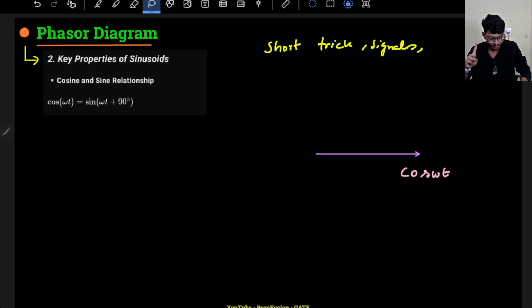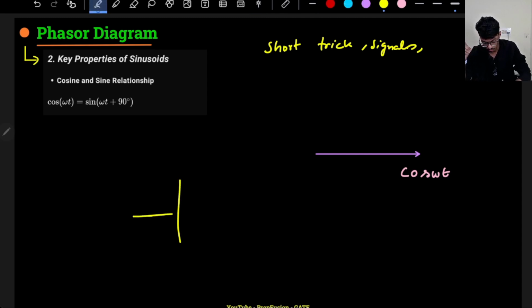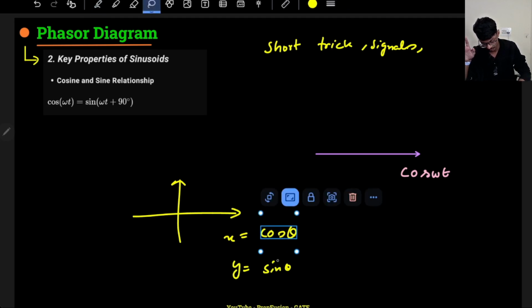One thing you remember is that cos omega t will be coming on the x-axis. How do you remember? If you know about complex numbers, you can define your x component as cos of theta and your y component as sine of theta. If you remember this, r cos theta and r sin theta, correct?